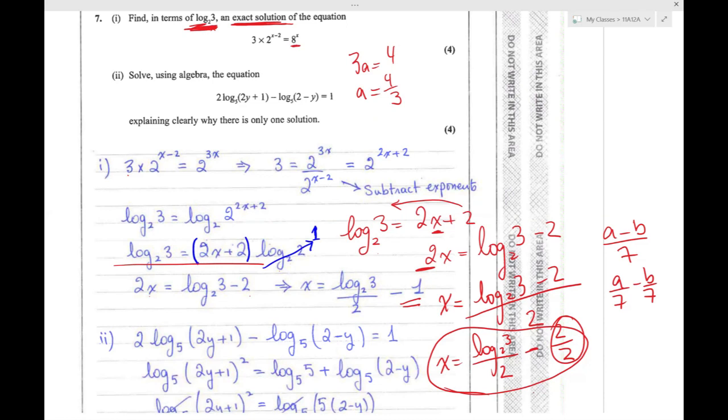Miss, could you repeat this part? Like the log base 2 of 3 is equal to 2x plus 2, log base 2 to the power of 2. Like that part, I didn't.